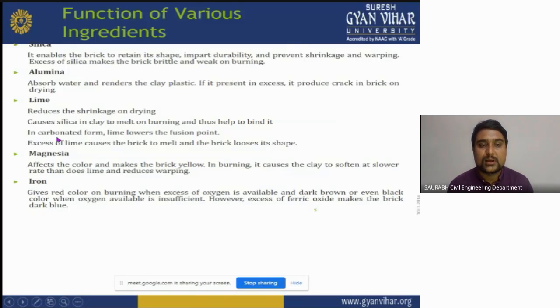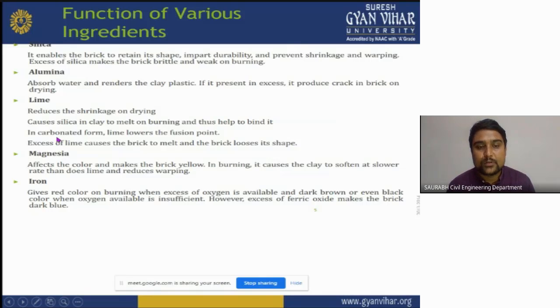And there is also lime, which reduces the shrinkage on drying and causes silica in clay to melt on burning, thus helping to bind it. In carbonate form, lime lowers the fusion point, and excess of lime causes the brick to melt and the brick loses its shape.